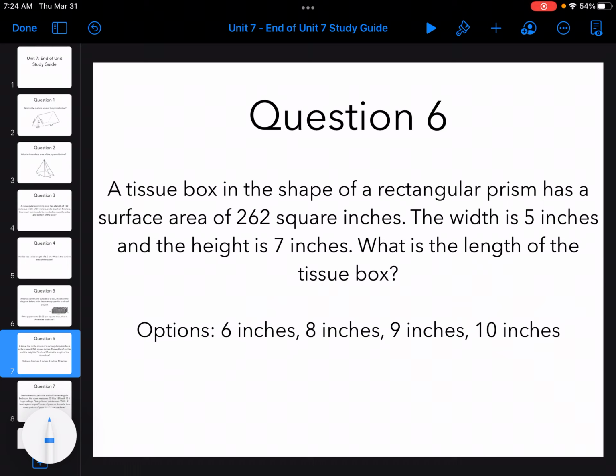All right, so now I have a tissue box, in the shape of a rectangular prism, the surface area is 262 square inches, and the width is 5, the height is 7. What is the length of the tissue box? So for this one, I'm going to definitely be using my answer choices to help me.